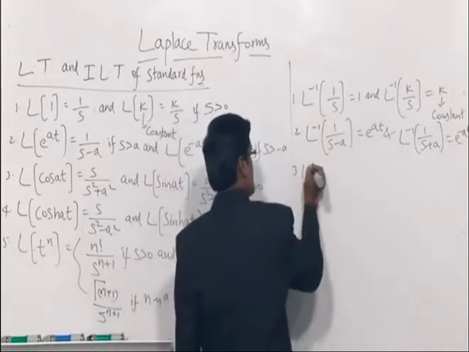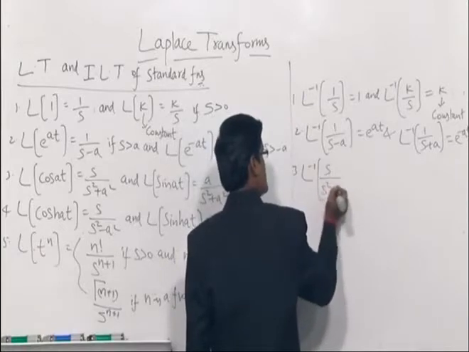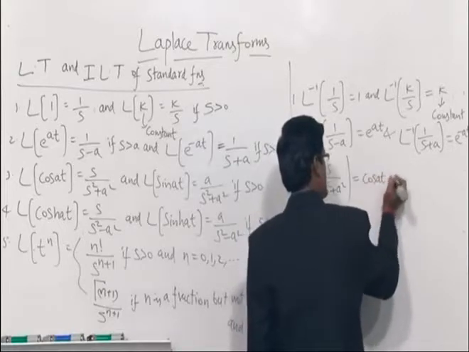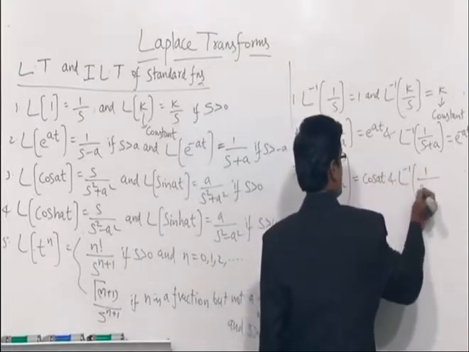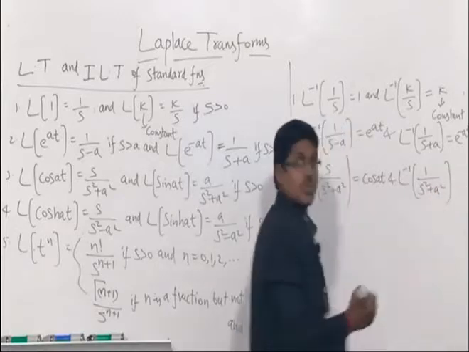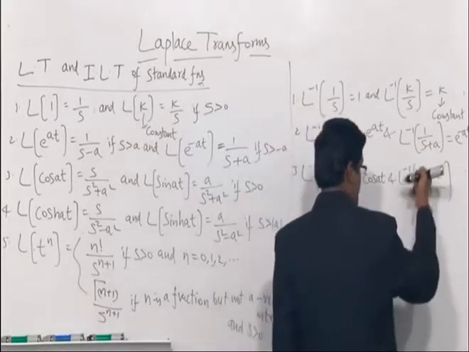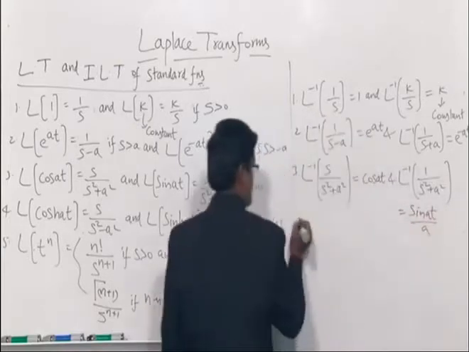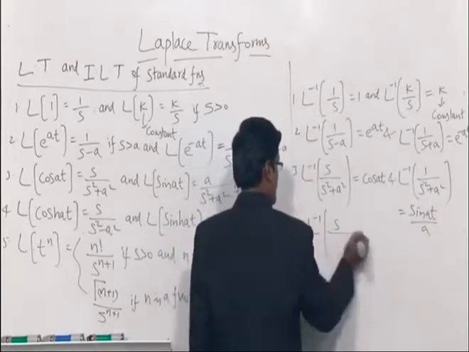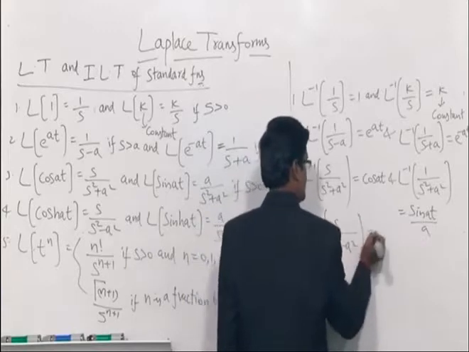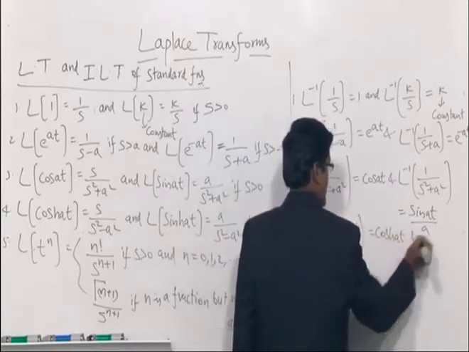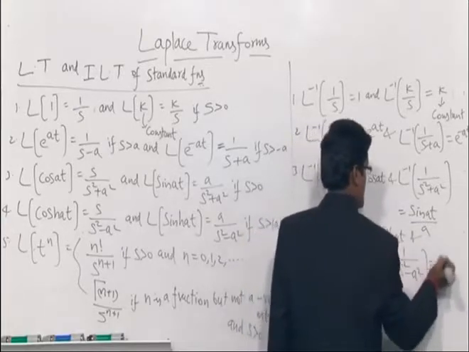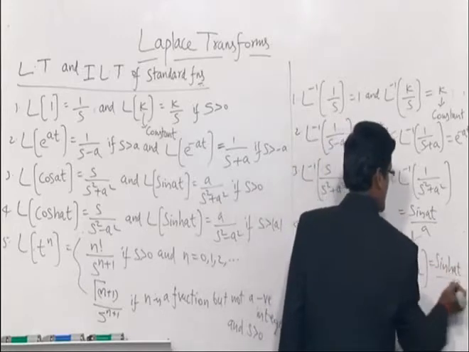3. L inverse s by s square plus a square is equal to cos at and L inverse 1 over s square plus a square. I am not considering a over s square plus a square, but for some problems in inverse, use the numerator directly like this, 1 over s square plus a square. Bring that a into the right side, sin at over a. 4. L inverse s by s square minus a square is equal to cosh at and L inverse 1 over s square minus a square is equal to sinh at by a.